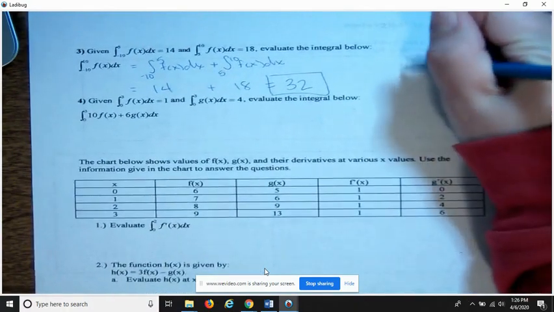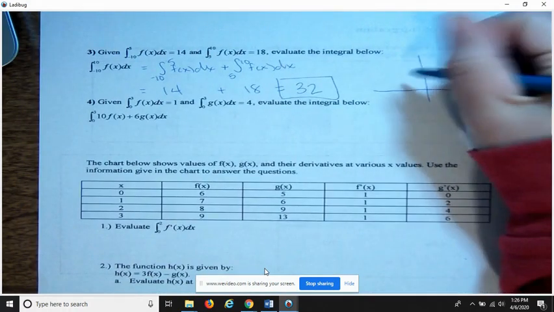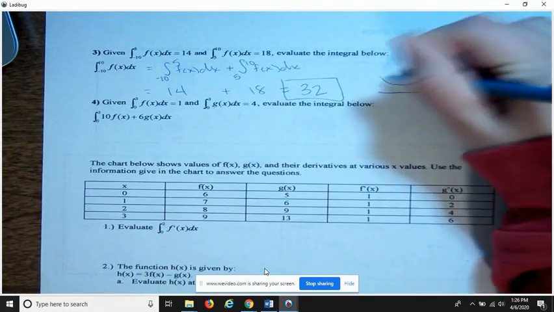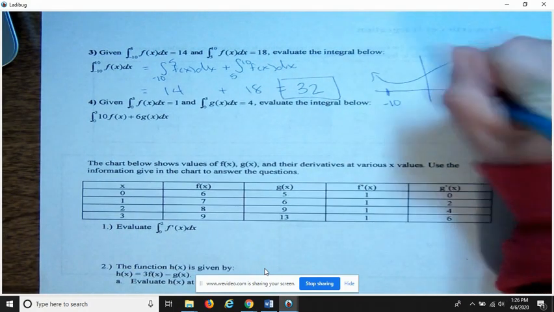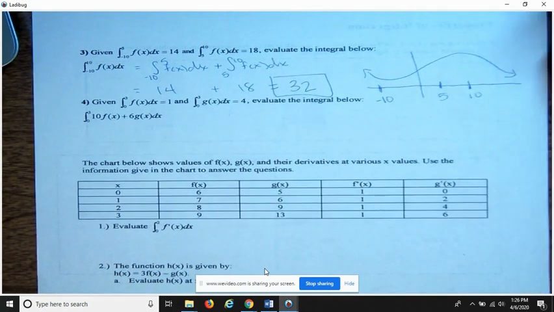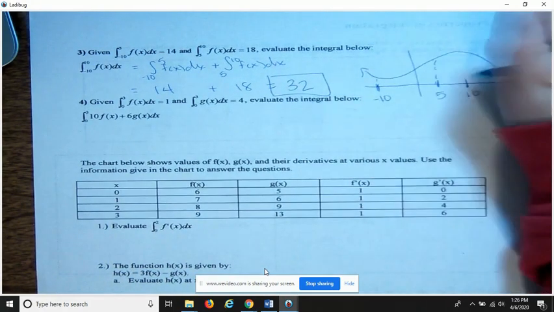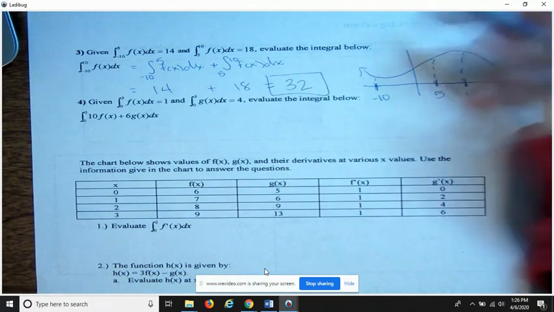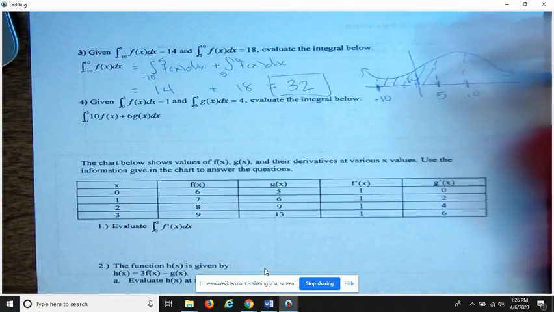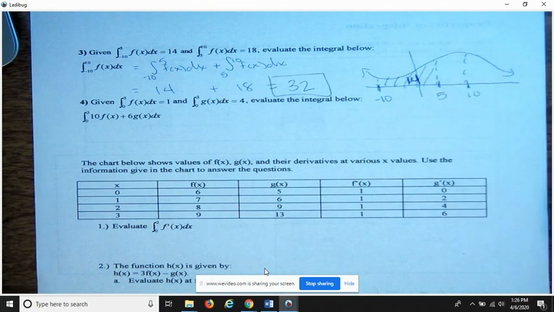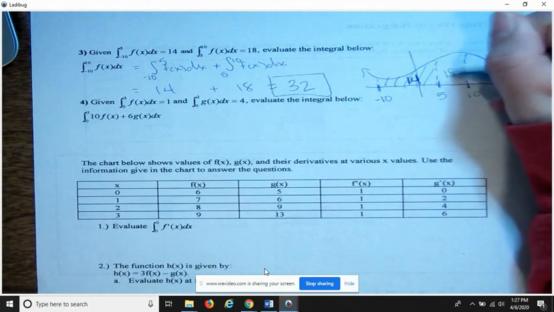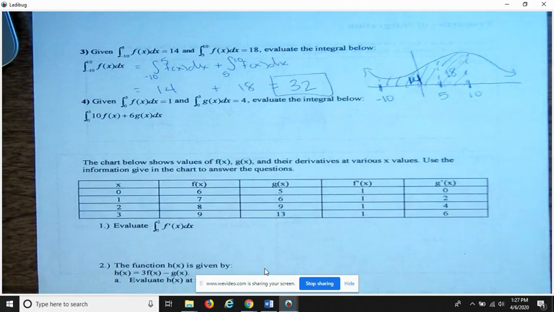I'm going to draw this out just to reiterate. So maybe f of x looks like this. It doesn't have to, but maybe -10 is here, +10 is here, and 5 is there. So what it's saying is that from -10 to 5, this area is 14, and then from 5 to 10 is 18. And so we're just combining those two pieces together. So it's like adding horizontally, all right? And that is property 1, okay?